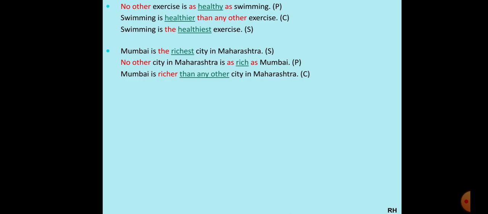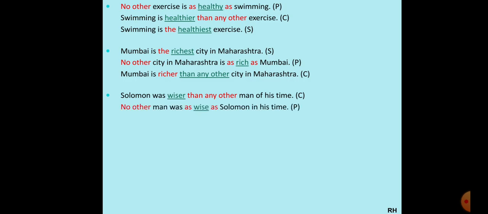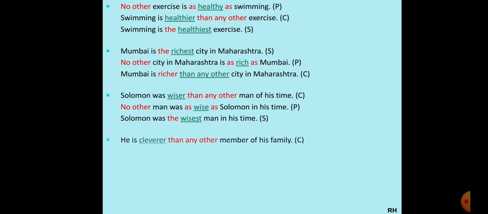Okay. Next one. Solomon was wiser than any other man of his time. Wiser, comparative. Wiser than, comparative, right? So we'll change it into positive and superlative. So no other man was as wise as Solomon in his time. Okay, wiser will become wise. And in superlative, again Solomon will come in the beginning. Solomon was the wisest man in his time. Okay, students, let's look at the next one.